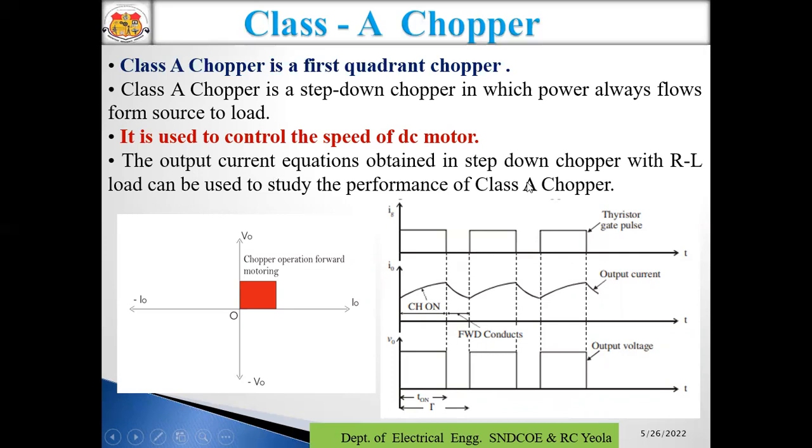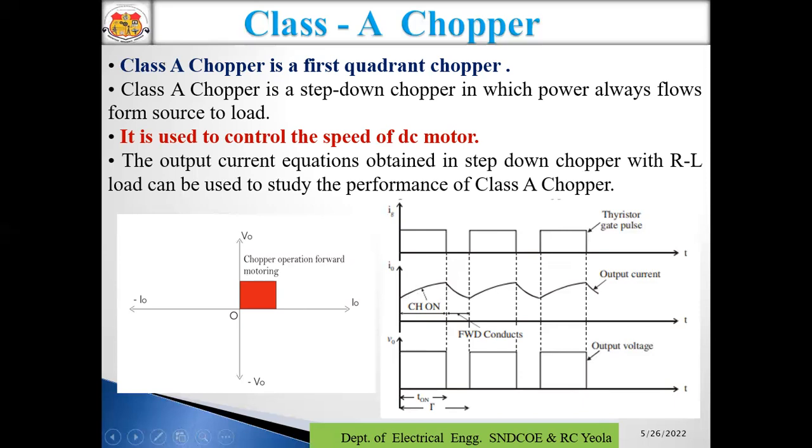The output current equations obtained in a step down chopper with RL load can be used to study the performance of the class A chopper. In the quadrant operation, you can see that the class A chopper comes into the first quadrant. In the graph, this is the gate current, this is the output current, and this is the output voltage. We are providing the gate pulse. Accordingly, when the chopper is on, the switch is on, and the current flows from the minimum to the maximum value.